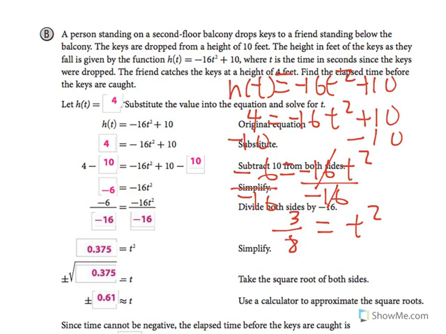And to solve for it, we can take the square root. The square root of 3 over 8 equals the square root of t squared. Since t is always measured as a positive number, we're not going to choose the negative. So this gives us t, and as you can see from the answer on the left, the square root of 3 over 8 is approximately 0.61, and this is in terms of seconds.